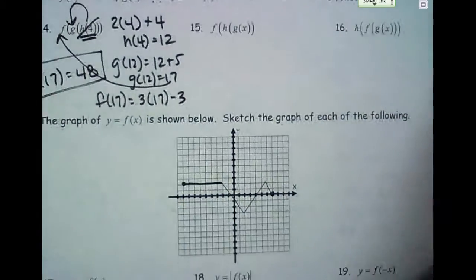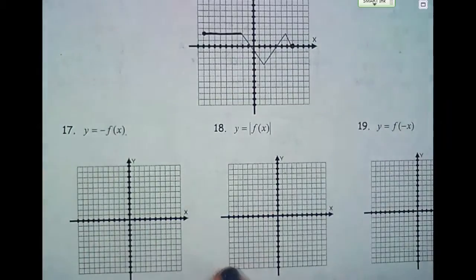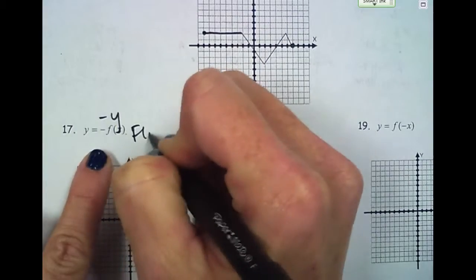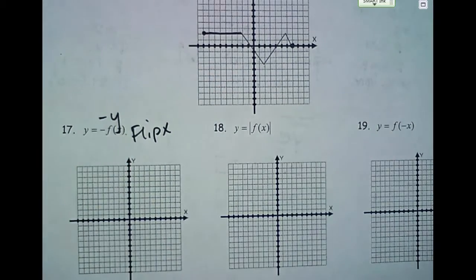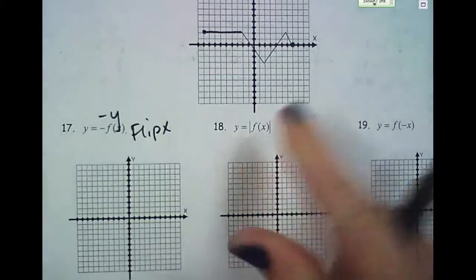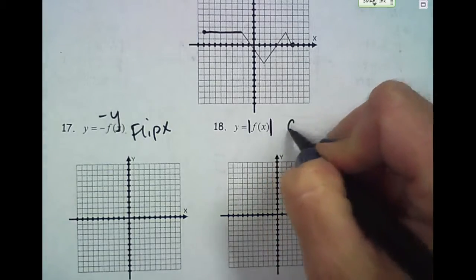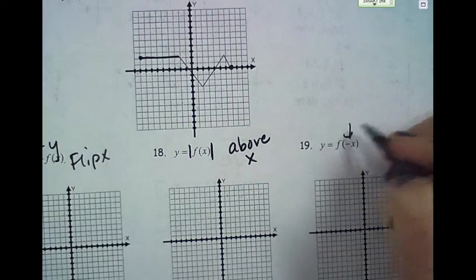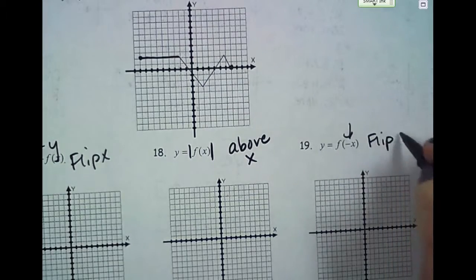Okay, the last two parts are down here. Remember, this is kind of like saying the opposite of your y's, which flips x. Agree? And this says absolute value, so you want everything to be above x. And this says the opposite of x's, which means you're going to flip over the y.